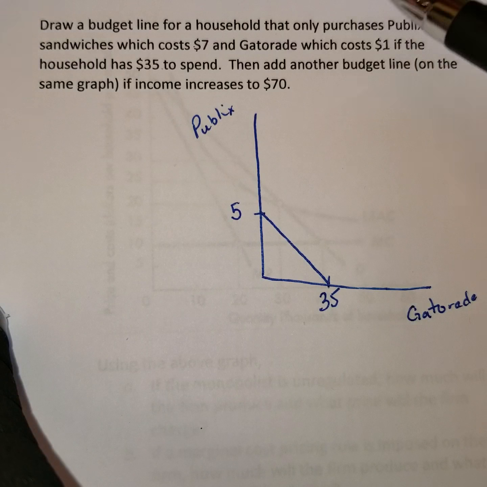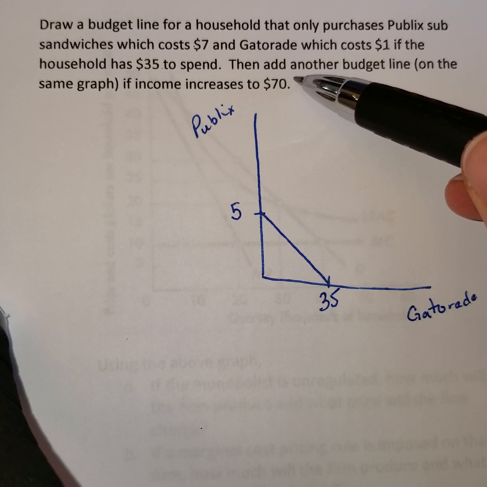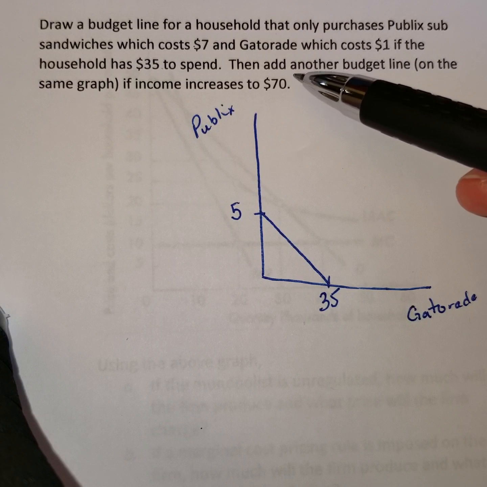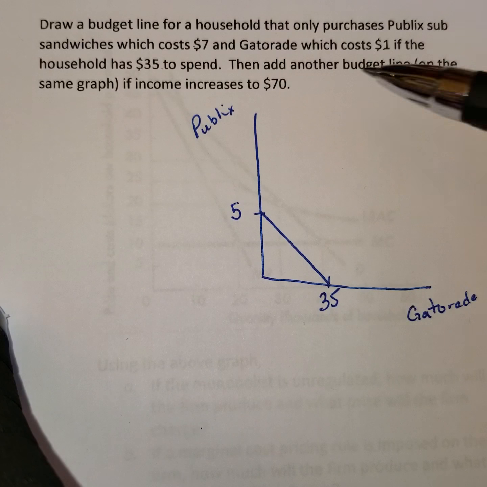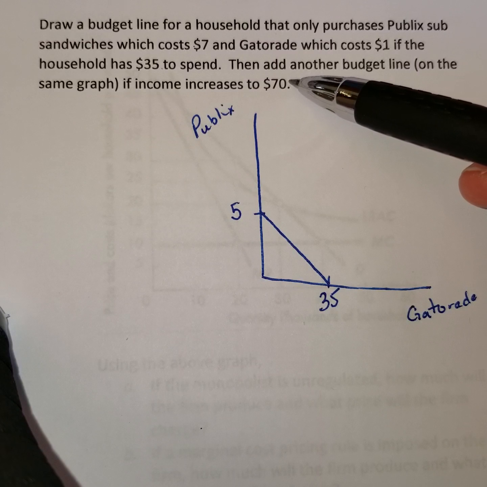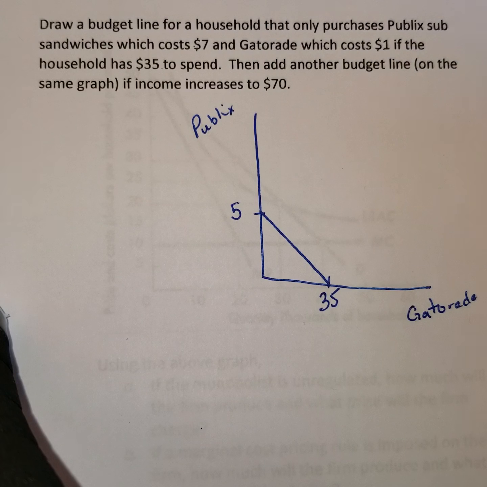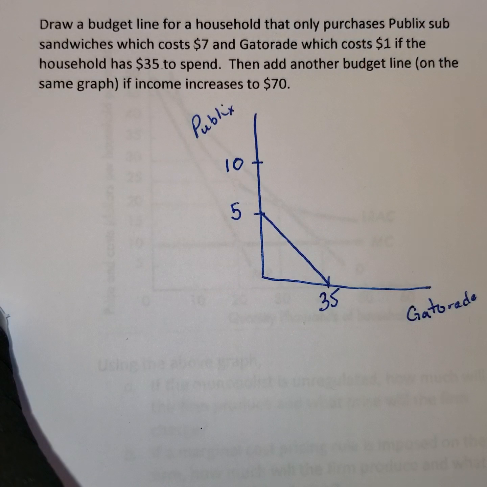Okay, so now it goes on to say we want to add another budget line on the same graph if income increases to $70. So again, we have to figure out what our real incomes are. So if I have $70 and the sandwiches still cost $7, and I want to find out how many I can afford, then I can afford 70 divided by 7, which is 10 sandwiches. Okay, so that's my new real income.